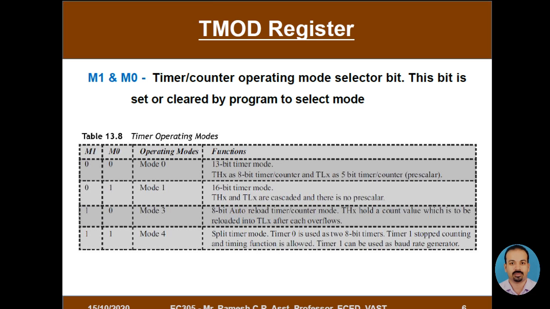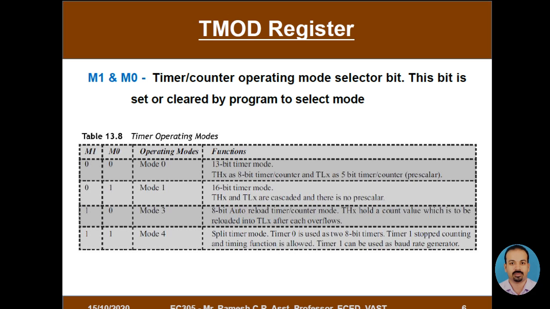And these upper 5 bits stored in the TLx register act as a prescaler to divide the counting frequency. By default we have the counting frequency as oscillator frequency divided by 12. So this frequency will be further reduced by the factor 32, or based upon the 5-bit value that is stored in the TLx register.